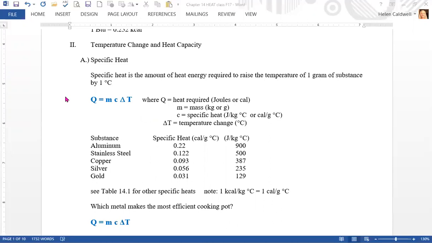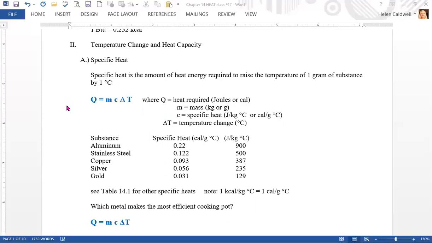M is the mass in kilograms. Little c is the specific heat, and it's measured in joules per kilogram degrees Celsius. And delta T is the temperature change, and that's going to be final temperature minus initial temperature.